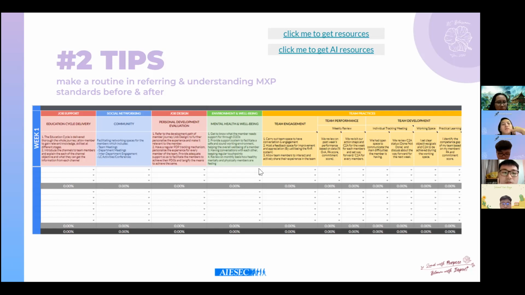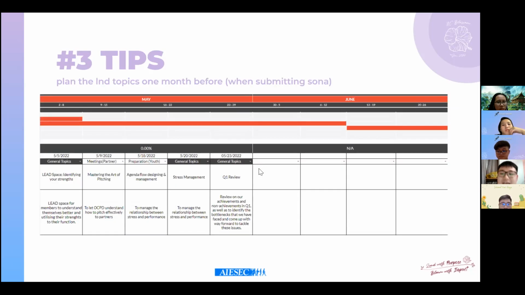Okay. So this is my second tip, and the third tip is to plan the learning topic one month before. I think every one of us, we are VPs, right? And I think we are all submitting SONA to your LCP, or even to the national side.